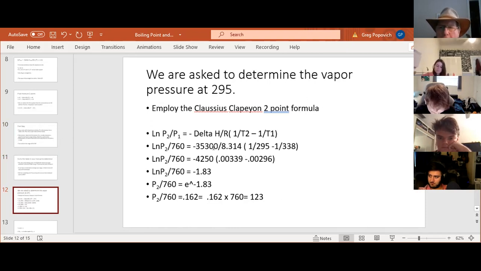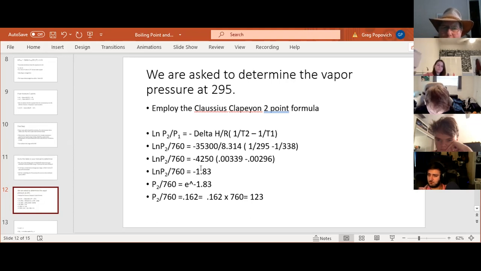So I simply have to plug in the values into my equation. P2 is what I'm searching for. P2 is going to be the vapor pressure at 295. It's extremely important to keep your parameters together. P2 needs to be associated with T2. The other one is 760 and 338. Solve this. You get the ln of P2 divided by 760 is equal to, that number is 4250. That turns out to be what these two numbers are. I multiply these together, I get negative 1.83.